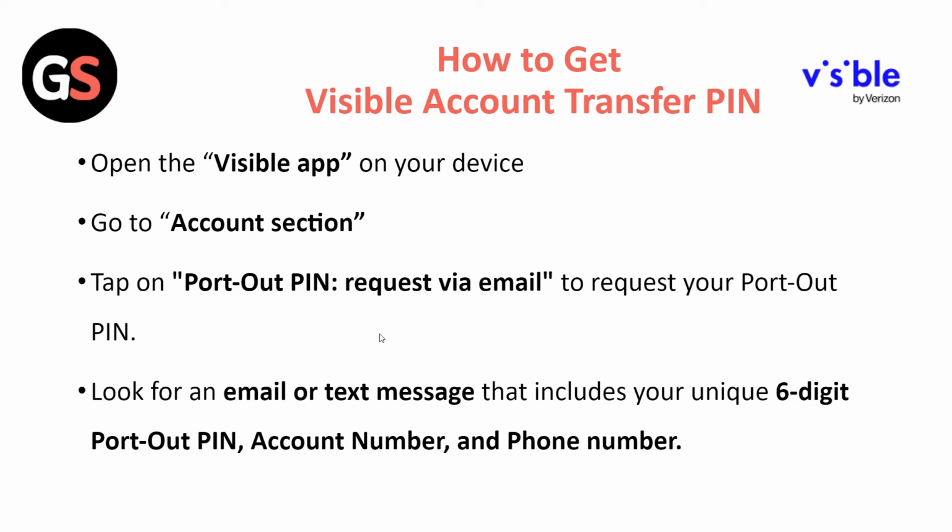Now, here are also the steps for the app to get your transfer PIN. First, open your Visible app on your device, then go into the account section, and here is also an option called port out PIN request via email. Click on this, then look for an email or text message that includes your unique six-digit port out PIN, account number, and phone number.